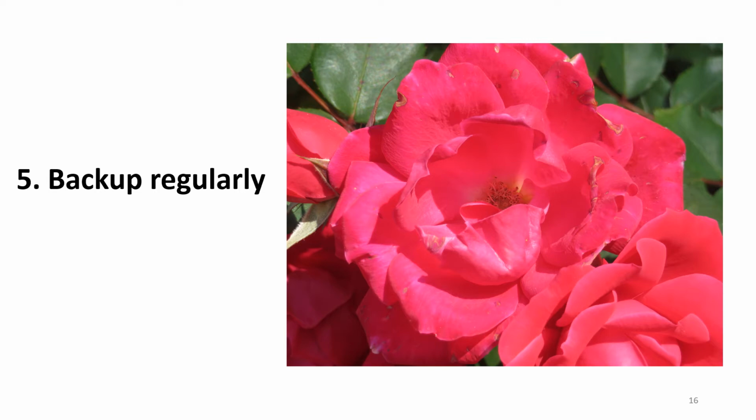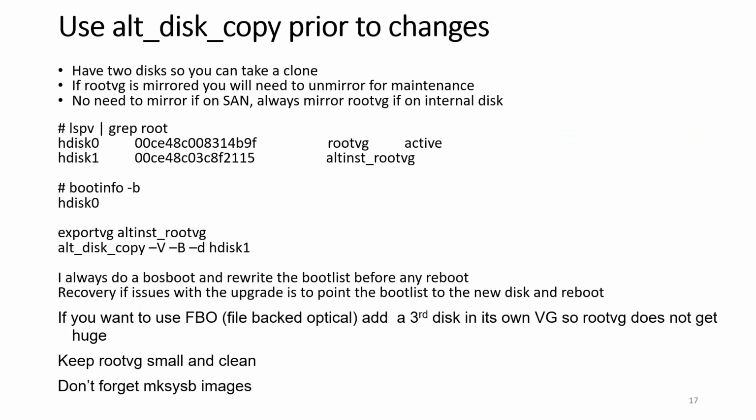And I mentioned backups, and I'm just going to touch on them again briefly, but this is your fifth tip. Whenever I'm making changes, I use Alt Disk Copy before I make the change. So if I have a mirrored root VG, I will unmirror it, but I'll basically take a copy to the second disk so that if I have to recover, I just change the boot list to the new disk and I reboot. That way I don't feel quite so nervous about making performance changes and so on a live system.